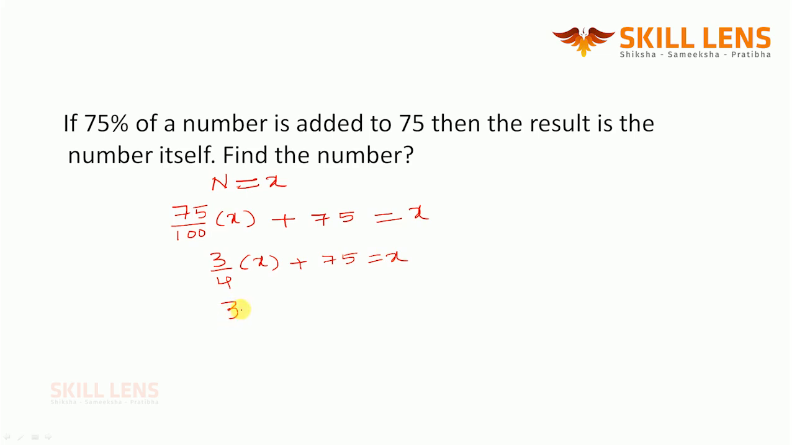So 4 is the LCM. 75 fours are 300. The 4 will go to the right hand side and become 4x. If you rearrange, you will find the x value as 300. X value is 300. But this is the traditional way of solving, and we are not here to do the same thing again and again. So this is the straight way.